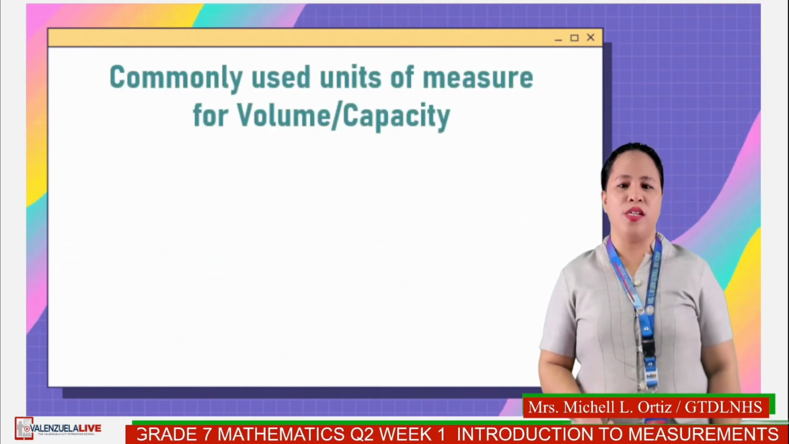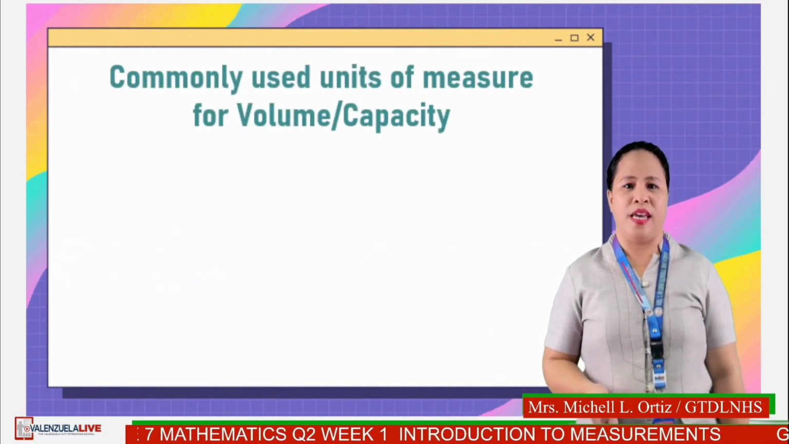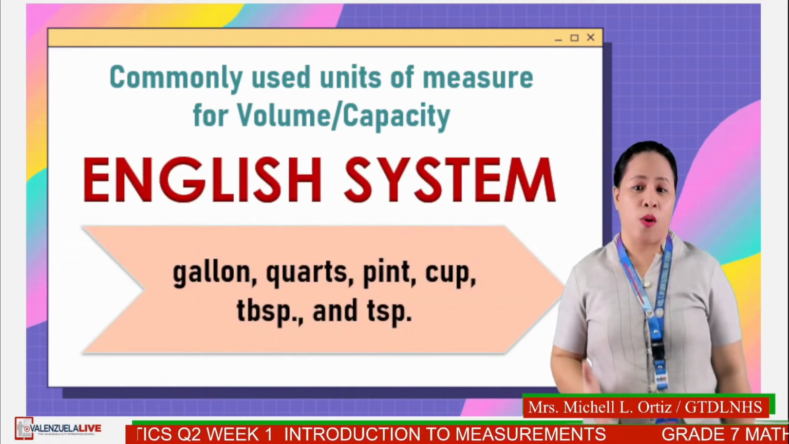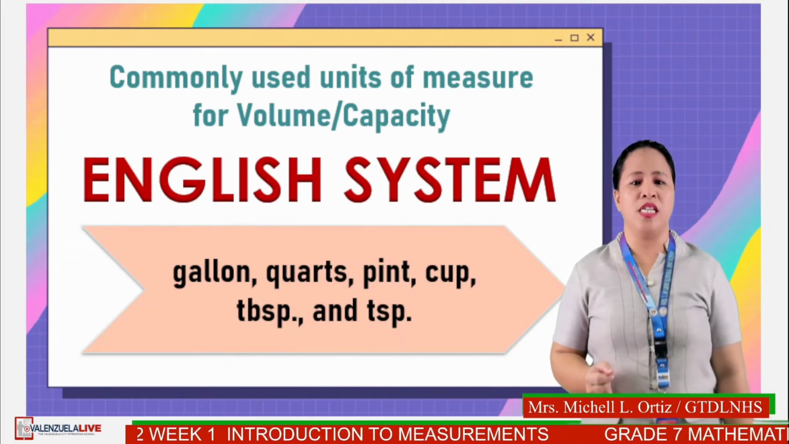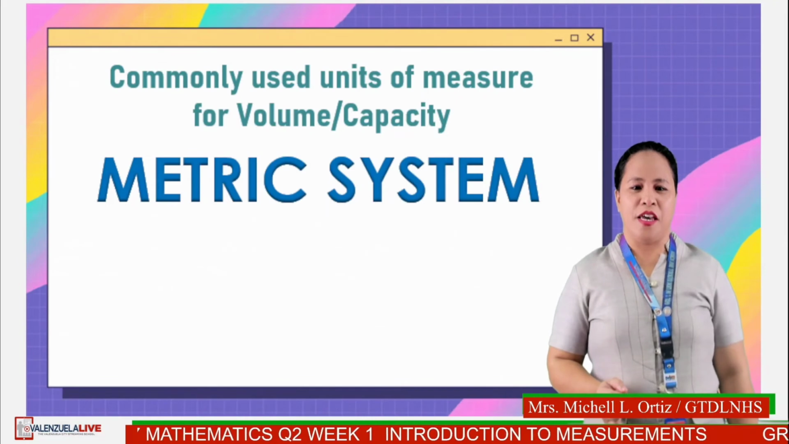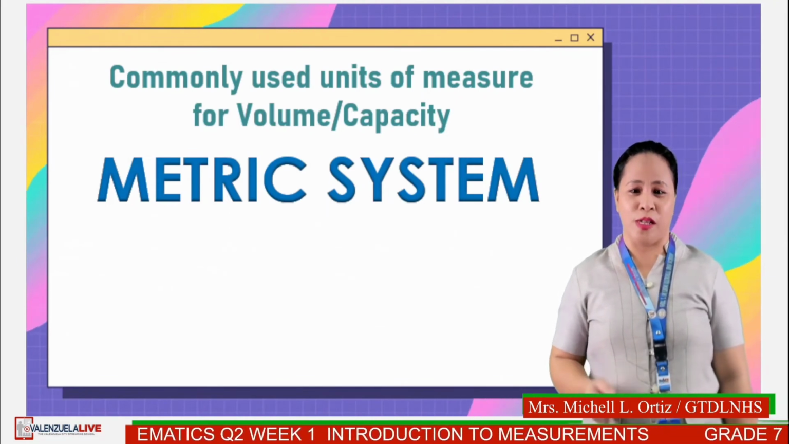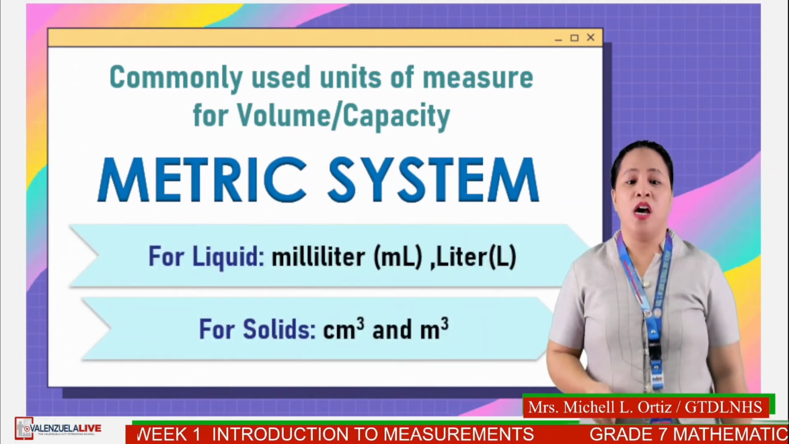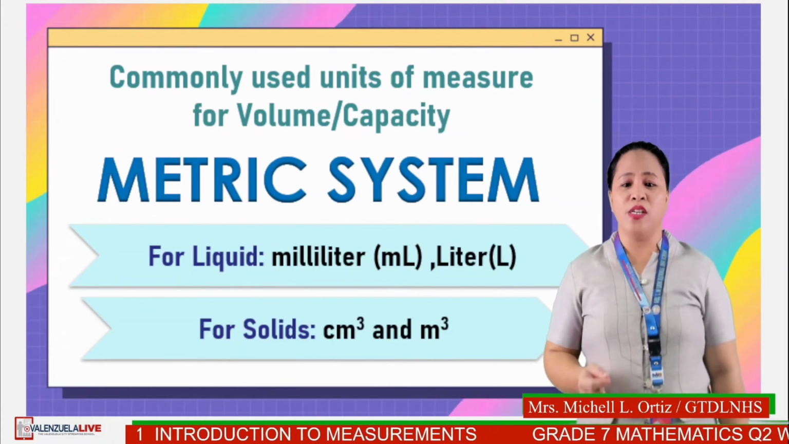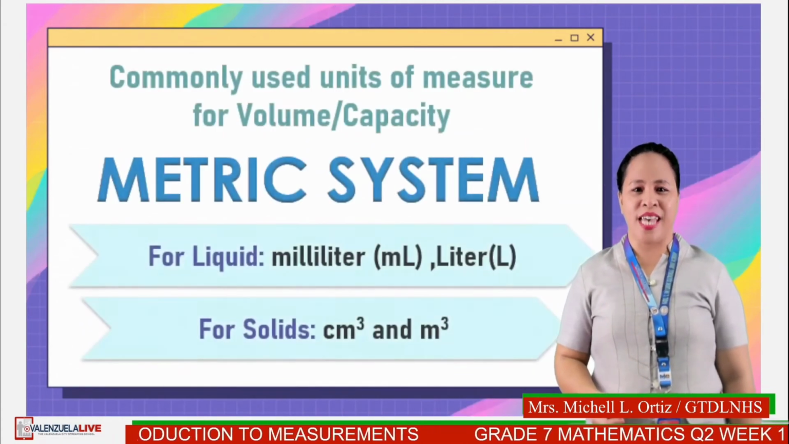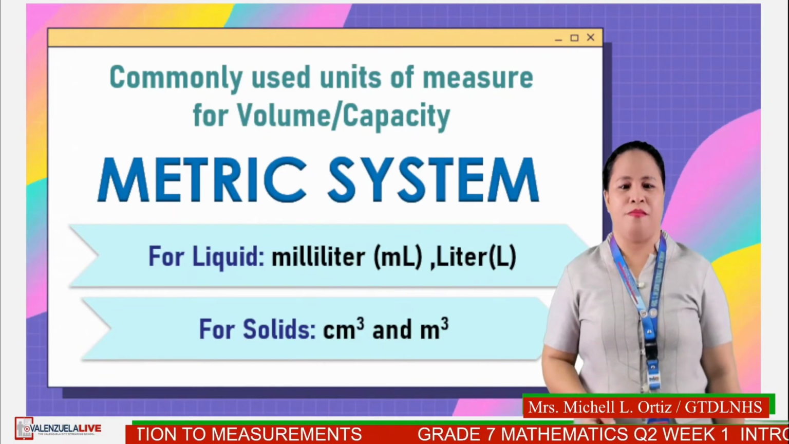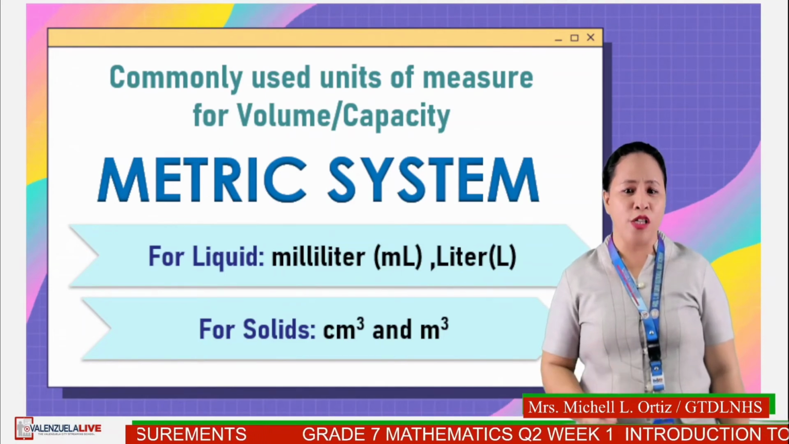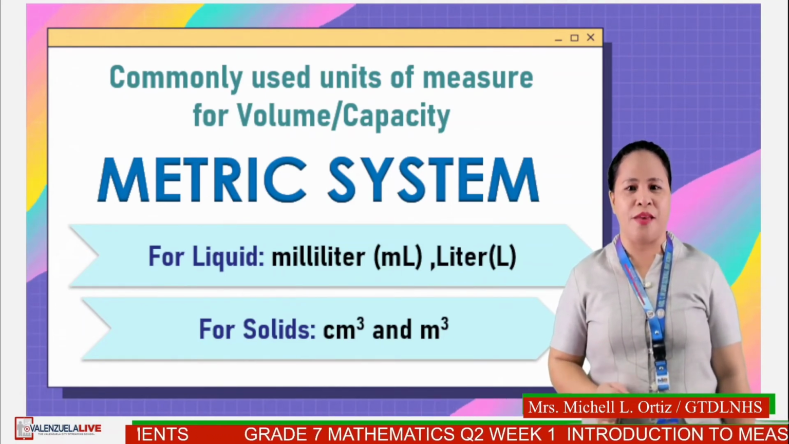The commonly used units of measure for volume and capacity in the English system are gallons, quarts, pint, cup, teaspoon, and tablespoon. In the metric system, for liquid volume, we use milliliter and liter. For solids, commonly used units are cubic centimeter and cubic meter. Their units are expressed in cubic units since their volume is computed in terms of their dimensions.